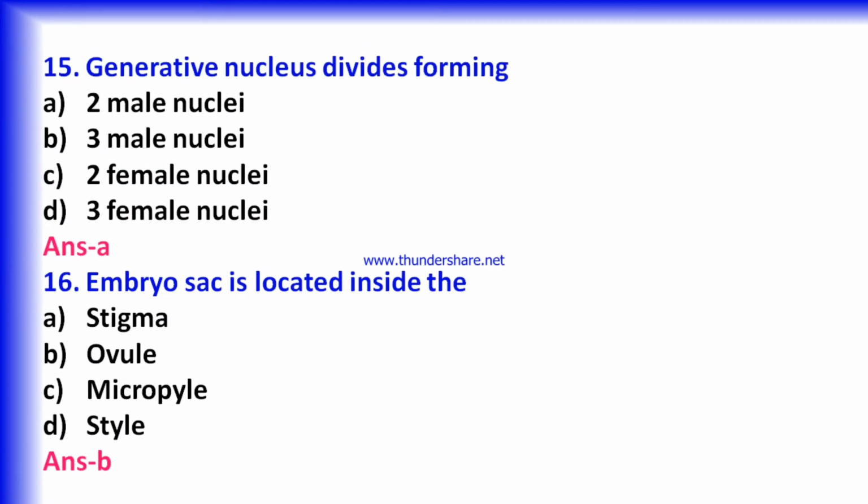Next, number 15 question. Generative nucleus divides forming 2 male nuclei, 3 male nuclei, 2 female nuclei or 3 female nuclei. Here the generative nucleus when divides only forms 2 male nuclei, no female nuclei. Number 16. Embryo-sac is located inside the stigma, ovule, micropyle or style, and embryo-sac is located inside the ovule.